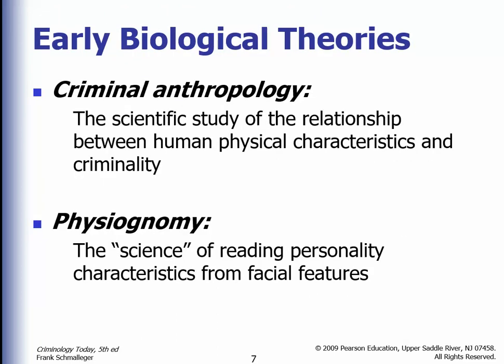One of the studies was criminal anthropology, a scientific study of the relationship between human physical characteristics and criminality, so suggesting that how someone's made up physically contributes to criminality, and we'll see a couple of theorists came up with ideas based upon body types. Physiognomy is basically suggesting that you can read personality characteristics from facial features. Notice that science in this definition is in quotes because it wasn't really a science.